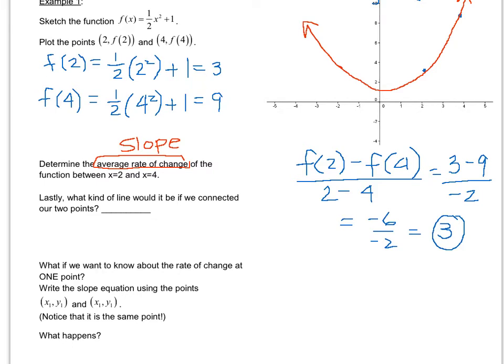So lastly, what kind of line would it be if we connected our two coordinate points? And you might have heard this word from geometry. This is called a secant line.